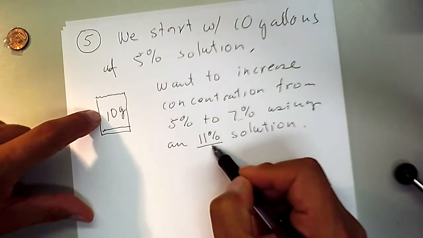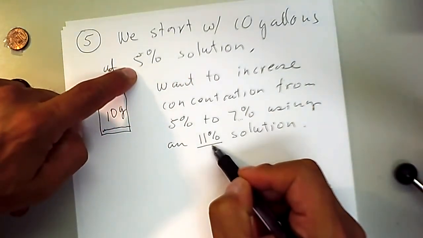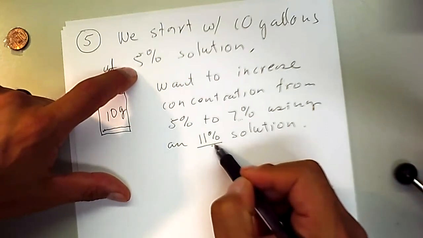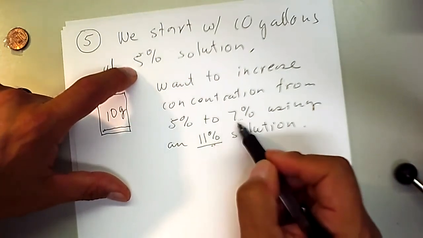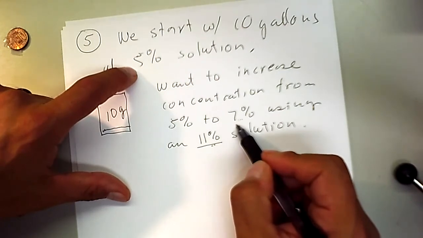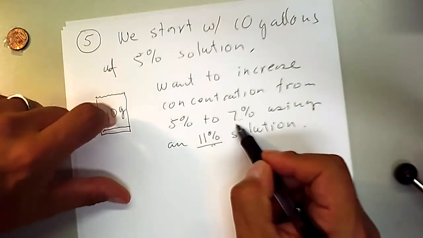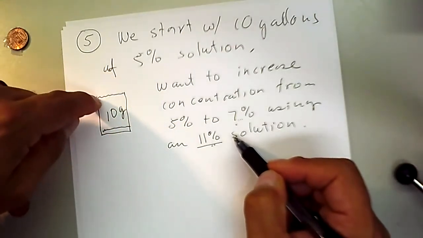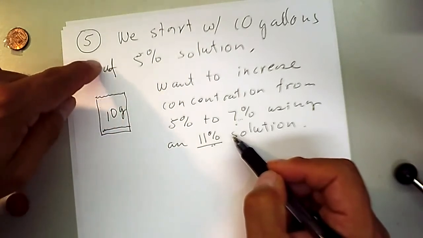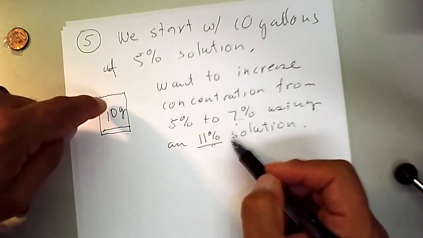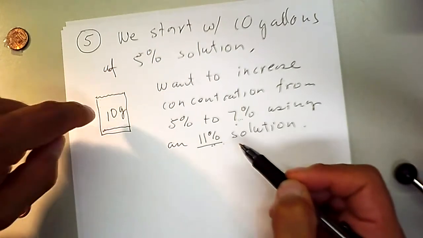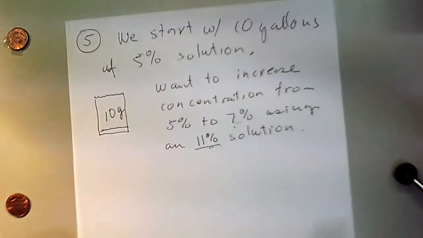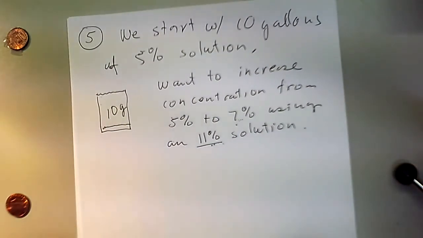So we're going to scoop some of the 5% out and then refill with an 11% solution so that we end up with a 7% concentrated new solution after we mix it. So the question is, how much should we replace? How much should we scoop out and replace that with this strong solution? So we end up with 7%. Boy, that seems very difficult, but actually it isn't that bad.